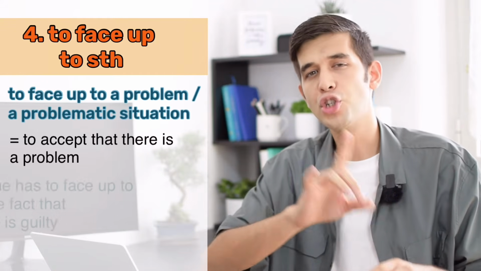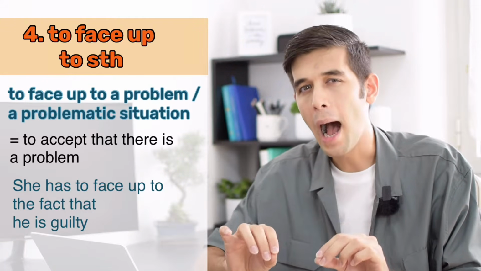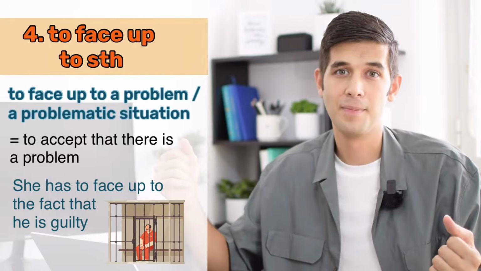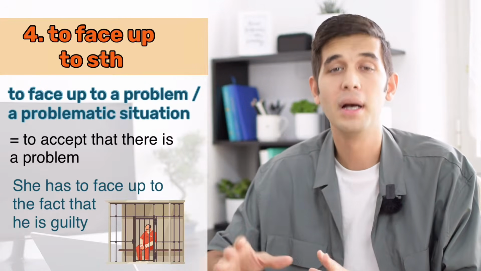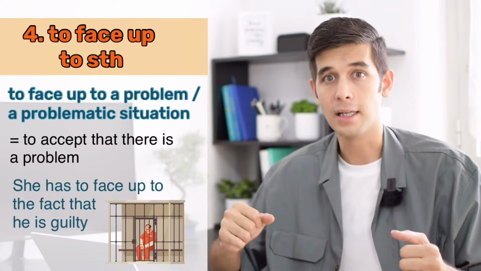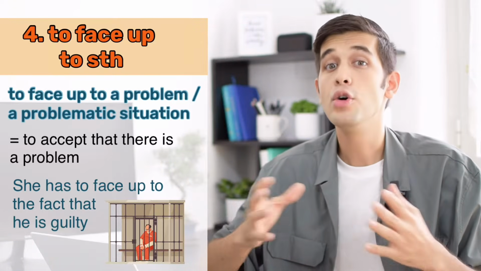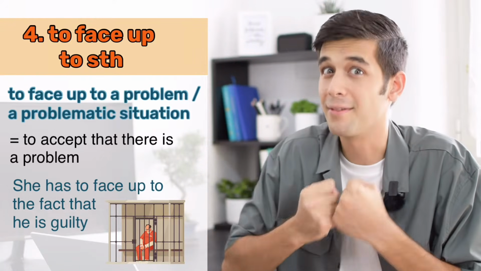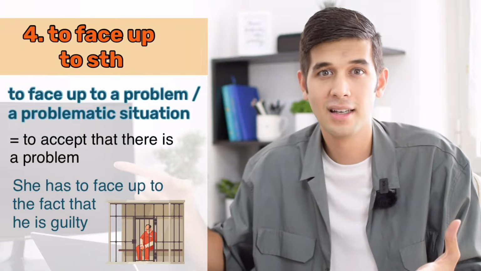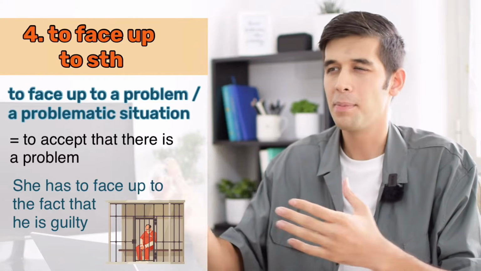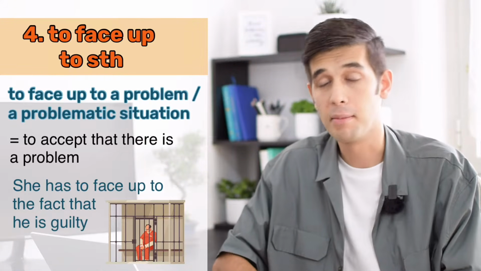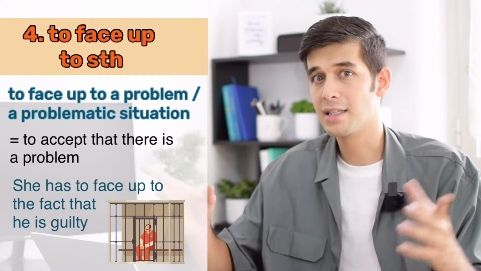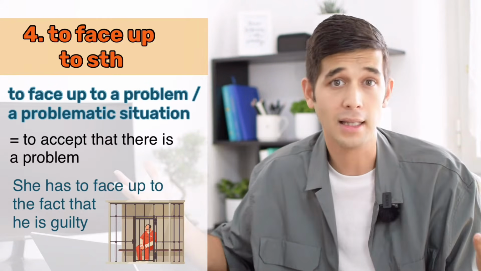For example, she has to face up to the fact that he's guilty. Now imagine a wife whose husband is guilty and she doesn't want to accept the fact that he's guilty, right? So at some point the police might say, listen, ma'am, you have to face up to the fact that your husband is guilty. It means you have to accept it.